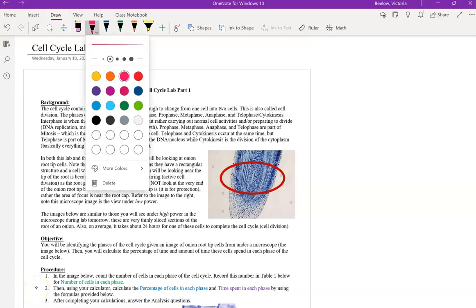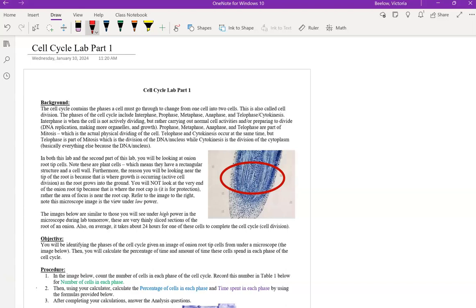In this video, I'm going to be going over the Cell Cycle Lab Part 1. So this is for any student that was absent when this was worked on in class.